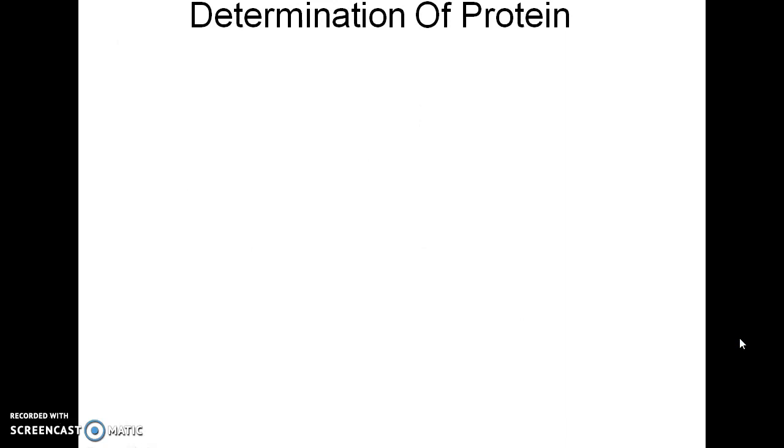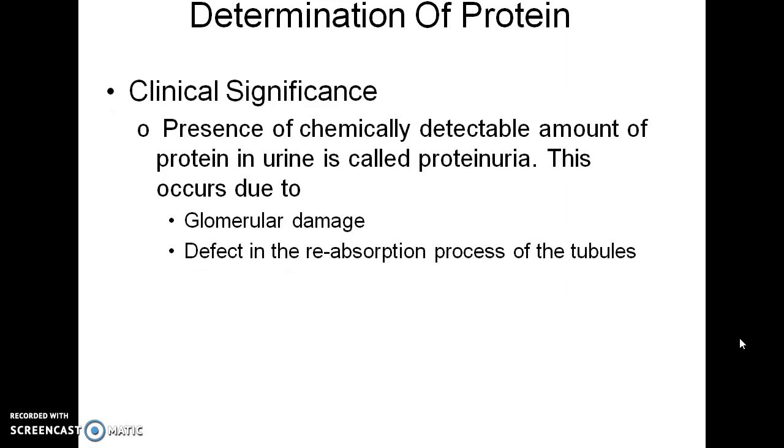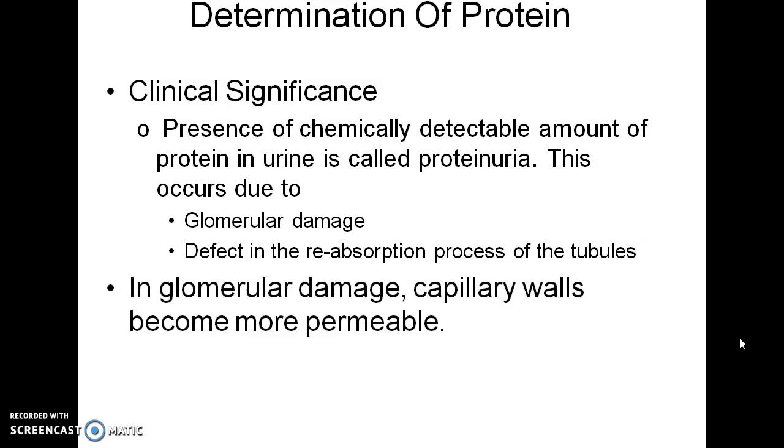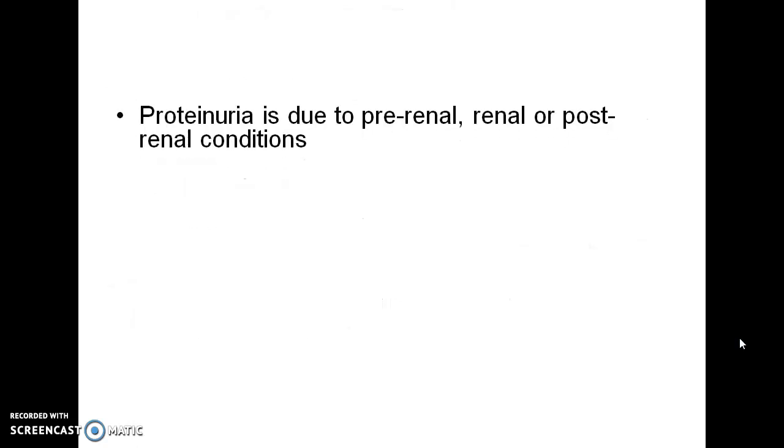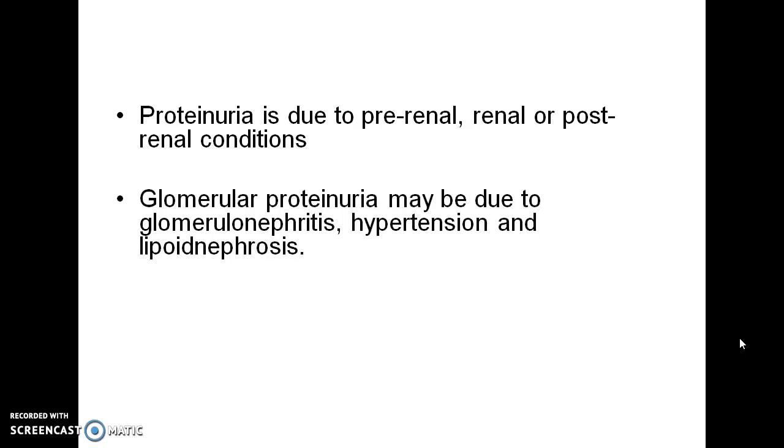The next comes the determination of protein. The clinical significance is that the presence of a chemically detectable amount of protein in urine is called proteinuria. This occurs due to glomerular damage and defect in the reabsorption process of the tubules. In glomerular damage, capillary walls become more permeable. Proteinuria is due to pre-renal, renal or post-renal conditions.